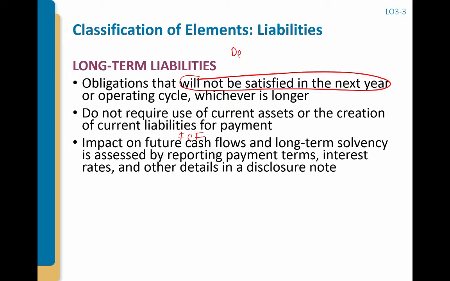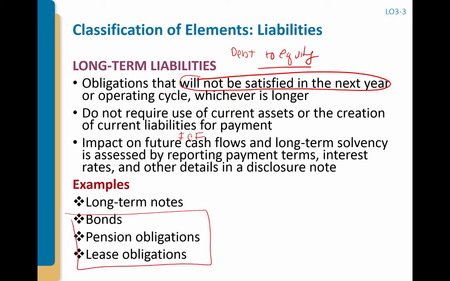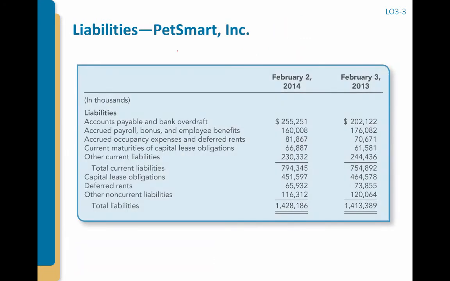We also will talk about the debt to equity ratio. And that is something that will take into effect all of our long-term notes, our bonds, our pension obligations, and leases. All of these items, bonds, pensions, and leases, are all part of intermediate accounting 2, so that's what you have to look forward to.